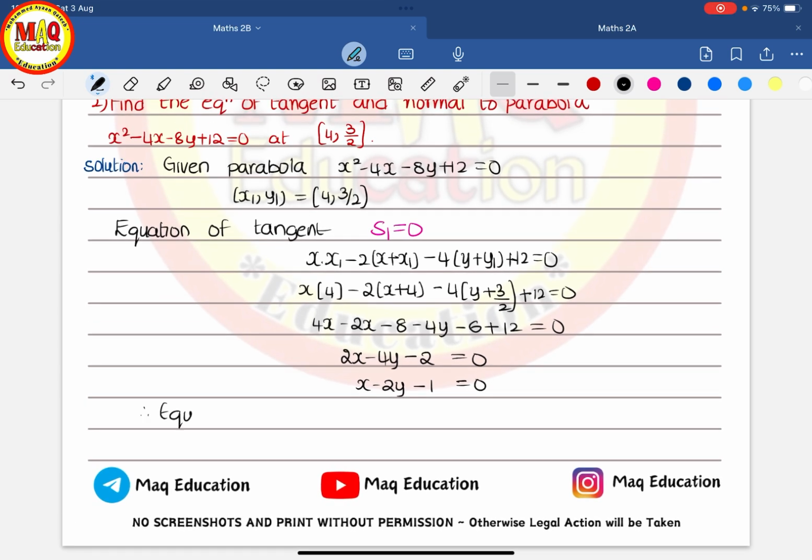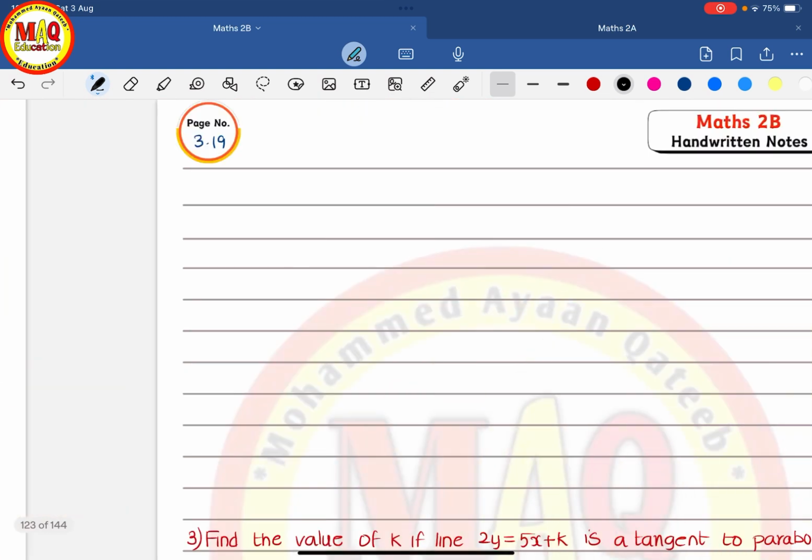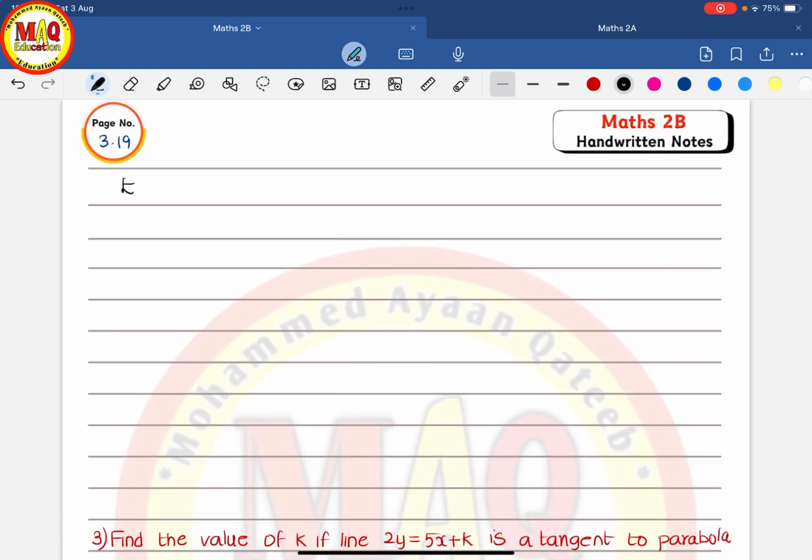Therefore, equation of tangent is x minus 2y minus 1 equal to 0. Okay. And equation of normal is bx minus ay plus k equal to 0.